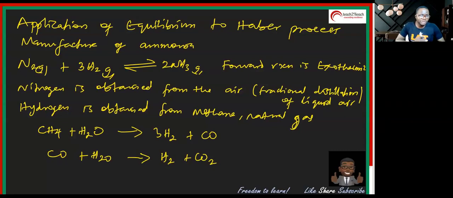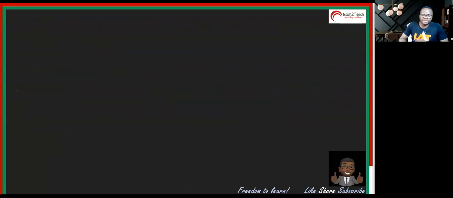Your steam plus your methane will give you carbon monoxide and hydrogen. Of course, carbon monoxide will remove oxygen from water to give you hydrogen and carbon dioxide. Having established this, let's now see how we arrive at a state of compromise in the manufacture of ammonia.